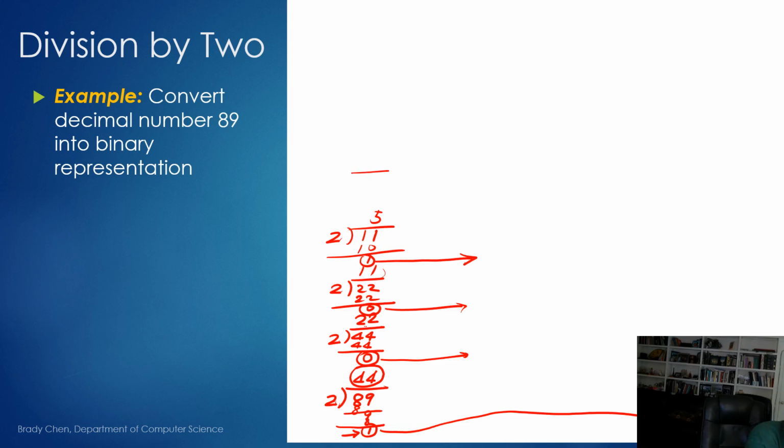And then divide 5 by 2, that's the nearest quotient. And then we got a 2. 2 times 2 is 4. Now you got the remainder 1 and a quotient 2, right?